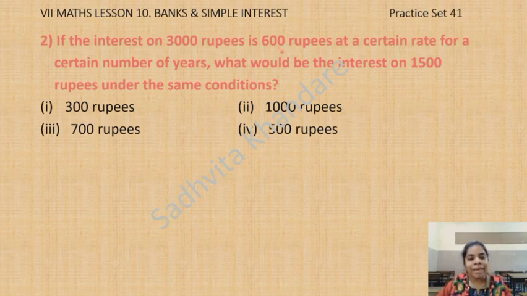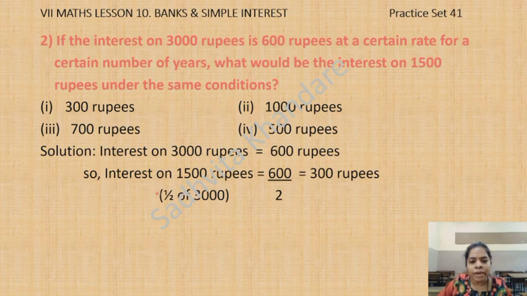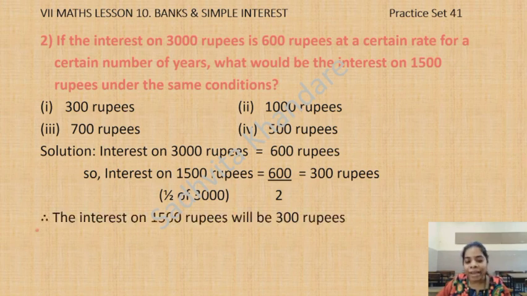But we will solve it and show it in our answer. Let's see, interest on 3000 rupees is equal to 600 rupees. So interest on 1500 rupees, which is half of 3000, this 3000 children, this money is becoming half. So interest will also become half, which is equal to 300 rupees. So this is our correct option, first one. Therefore, the interest on 1500 rupees will be 300 rupees.